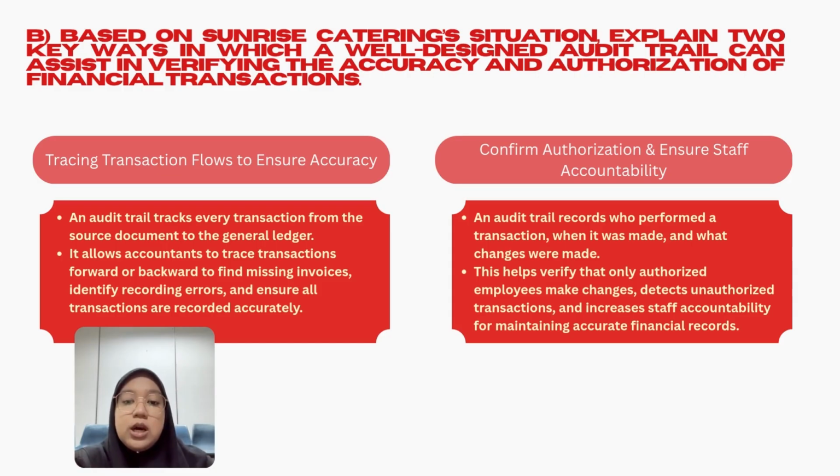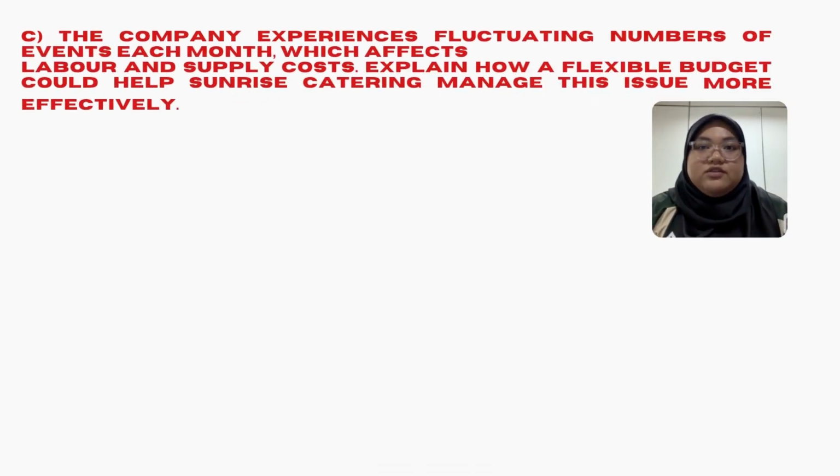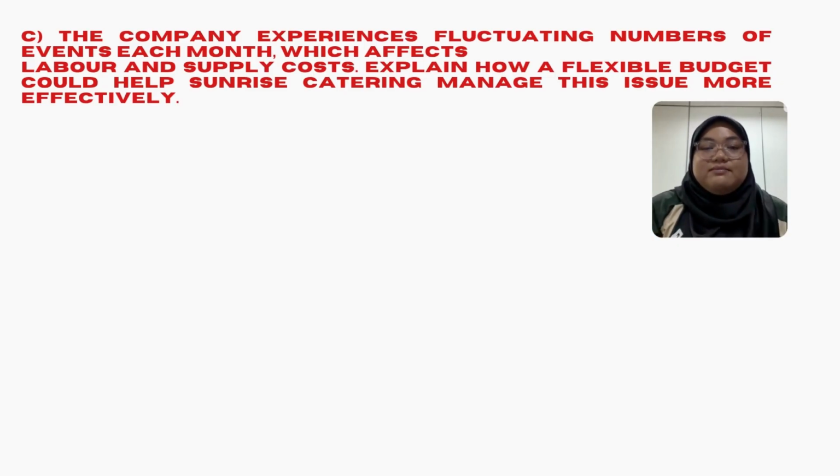In conclusion, a well-designed audit trail helps Sunrise Catering maintain accurate financial records while also strengthening authorization and employee accountability. Now, moving on to question 5C. The company experienced fluctuating numbers of events each month, which affect labor and supply costs. Explain how a flexible budget could help Sunrise Catering manage this issue more effectively.